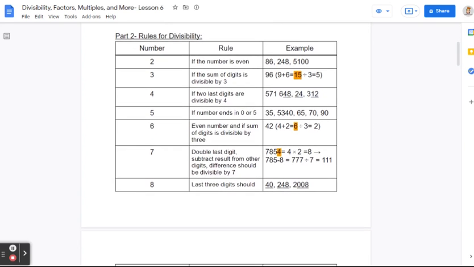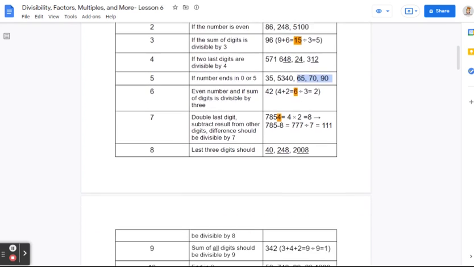5 is if the number ends in 0 or 5. So 35 ends with the 5, it's divisible by 5. 5,340 ends with the 0, so it is divisible by 5. And same thing with 65, 70, and 90. For 6, if the number is an even number and if the sum of the digits is divisible by 3. So say 42, it's an even number, so that is a check mark. And the sum of the digits, 4 plus 2 is 6, divided by 3 is 2. Again, 2 is a whole number, so therefore 42 is divisible by 6.